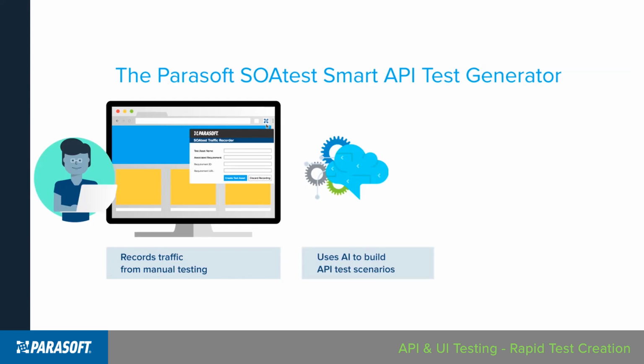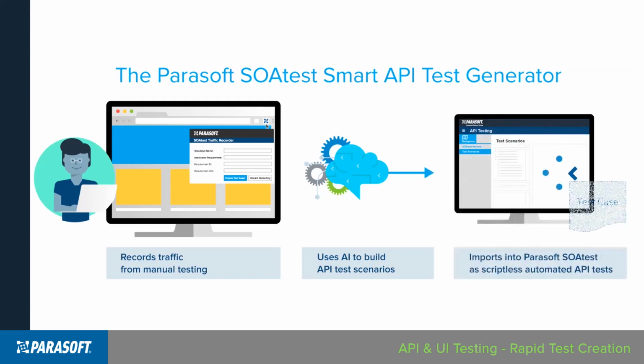Now, this goes beyond record and playback because, as you'll see when I dive in there, it's going to bring together dynamic information such as data exchange and automatically start building assertions and build a very connected and dynamic API test scenario. This will then import directly into SOA test, just like any other API test. So let's go ahead and look at that.